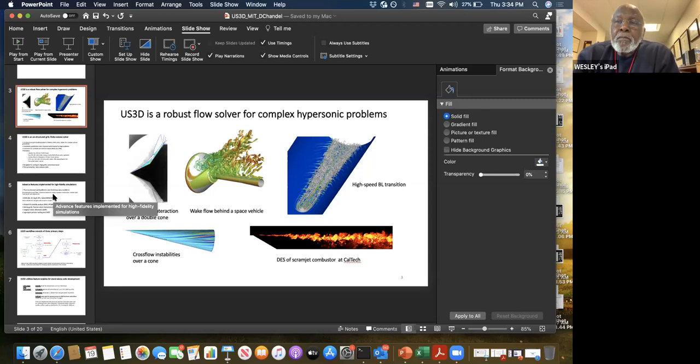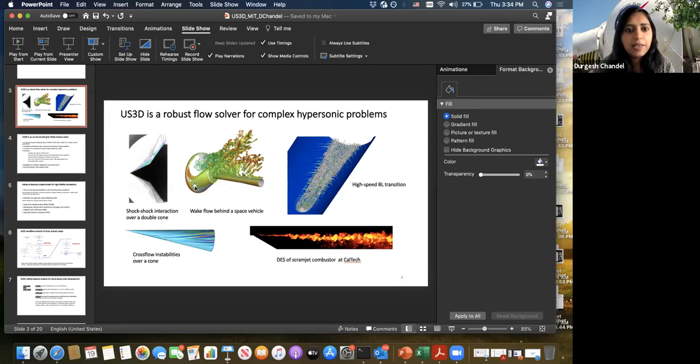The wake flow behind a space vehicle, is that the fluid dynamics as well as the plasma propagation downstream as well? Yeah, this is a dissociated ionized gas, and depending on the length and time scales, they use frozen versus reacting chemistry. The code has capability for both. Okay, thank you.